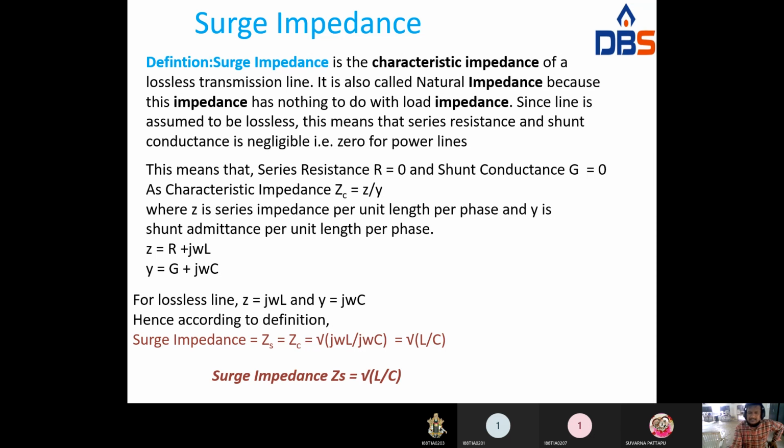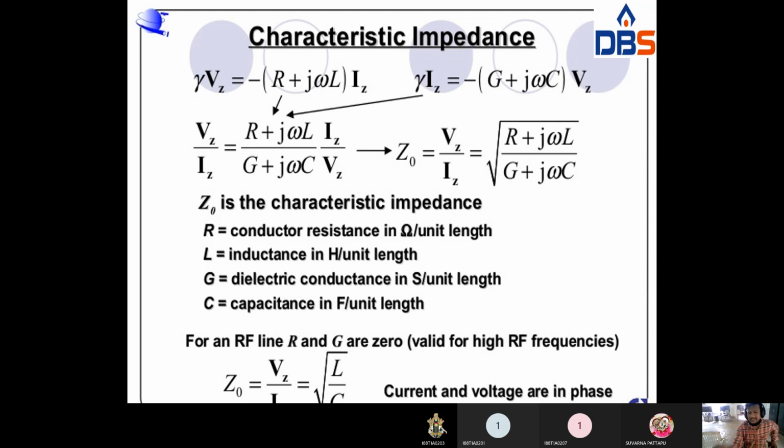So in general, for an overhead transmission line, the value of surge impedance is 300 to 400, otherwise 300 to 500 ohms, generally 400 ohms. So the typical value is 400 ohms, and the range is 300 to 500 ohms. Going to underground cables, the surge impedance value is about 40 ohms, and the range is 30 to 50 ohms.